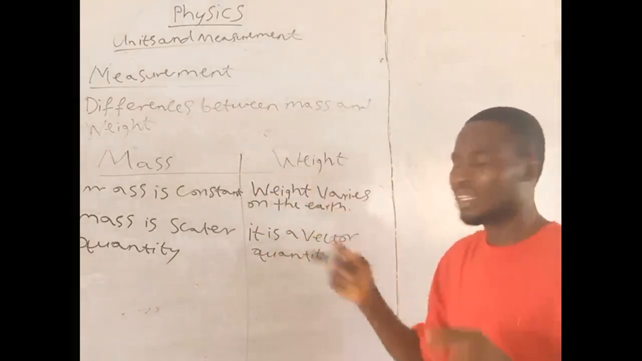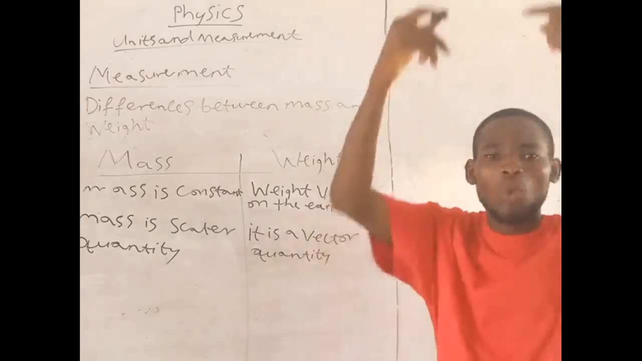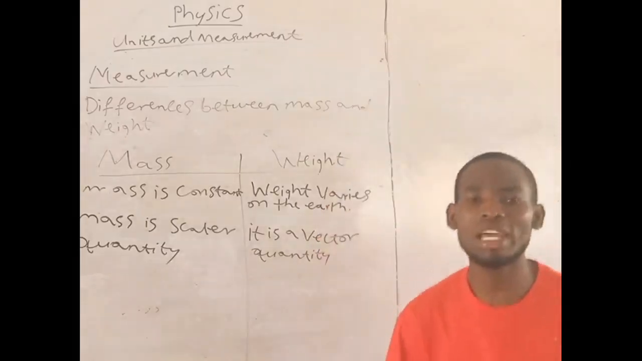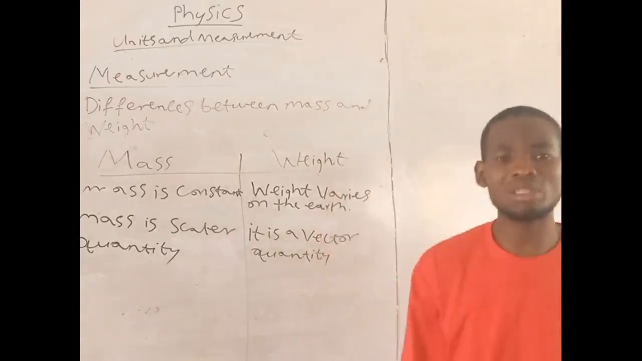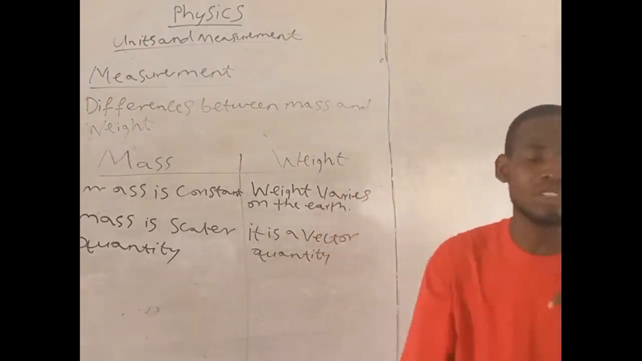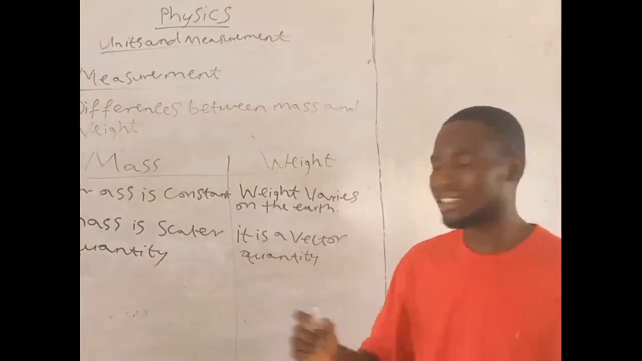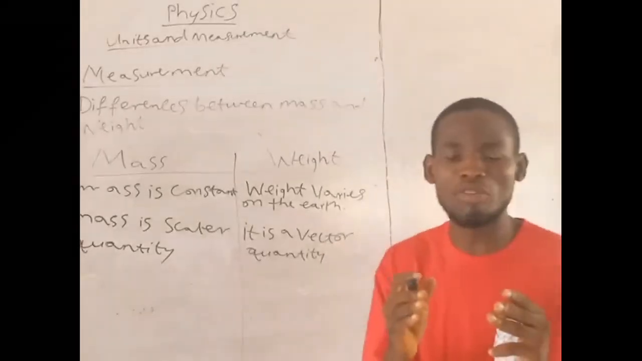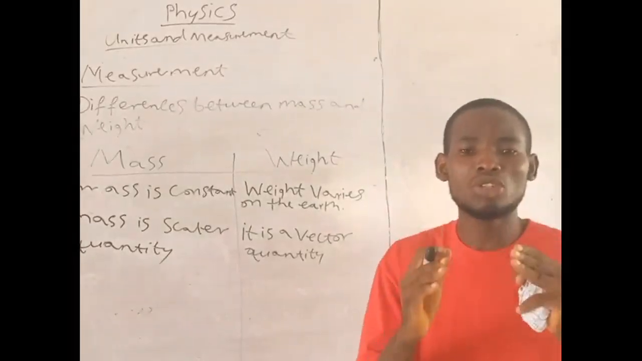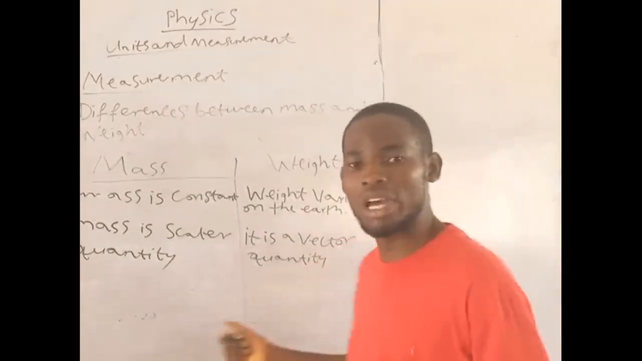But weight has direction. How? Weight acts downwards. That's why anytime you throw something upward, it comes down. It has direction. Another difference is that the unit of mass is the kilogram, and the unit of weight is the Newton. Weight is a force.